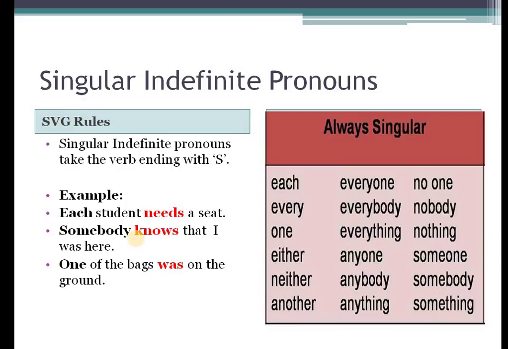Another one, and this is one, guys, that students tend to get wrong a lot. One of the bags was on the ground. Notice, students typically see bags and say, yes, it is were. It takes a verb with the S. But remember, we're talking about one. So there are many bags, but we're talking about one out of them. One of the bags was. So hopefully you understand that.